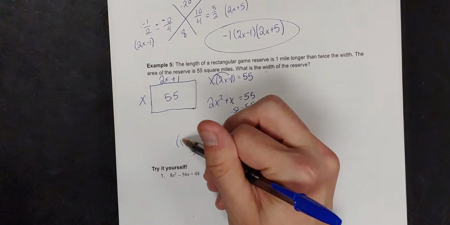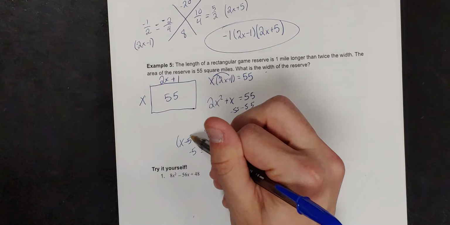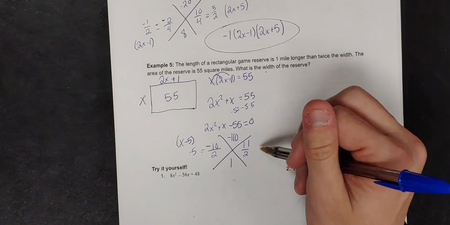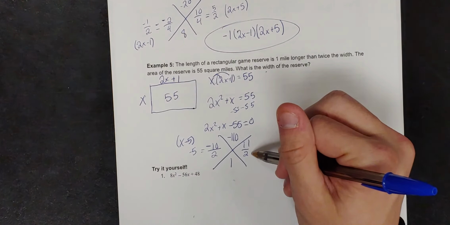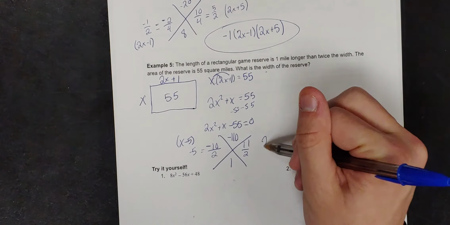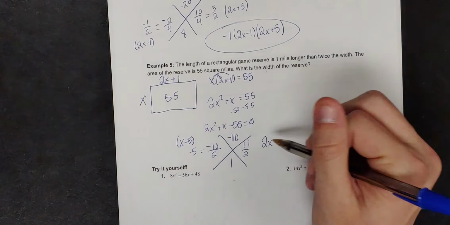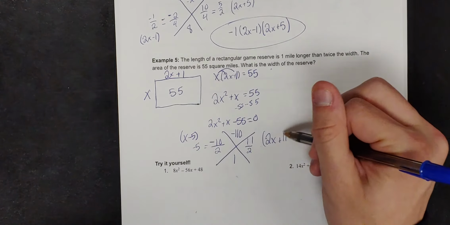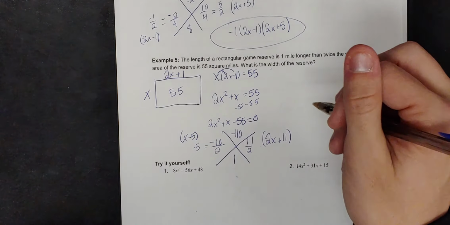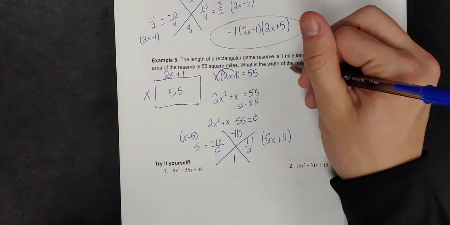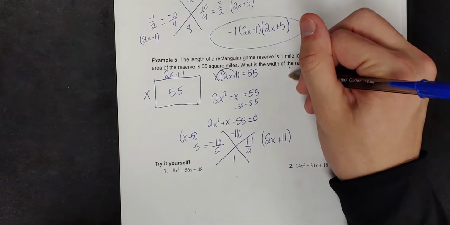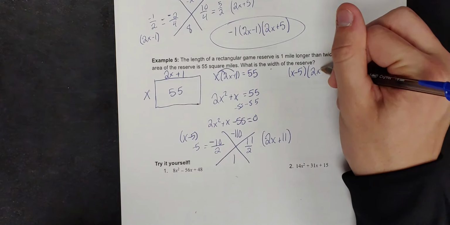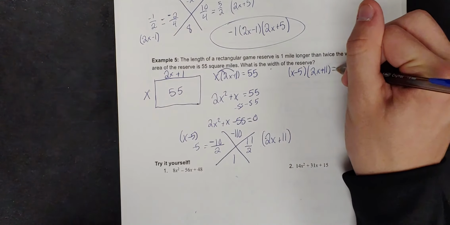So that means this side is x minus 5. On the right-hand side, it doesn't reduce, but remember the denominator is the coefficient of the x, and the numerator is what you add or subtract from that. So 2x plus 11. So we're going to go up here: x minus 5 times 2x plus 11 equals 0.